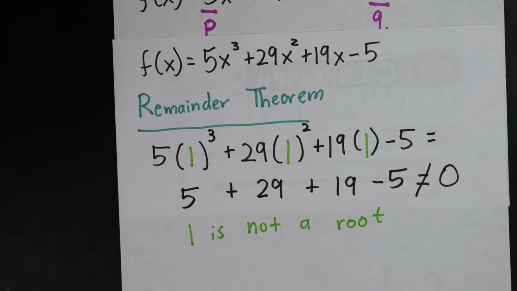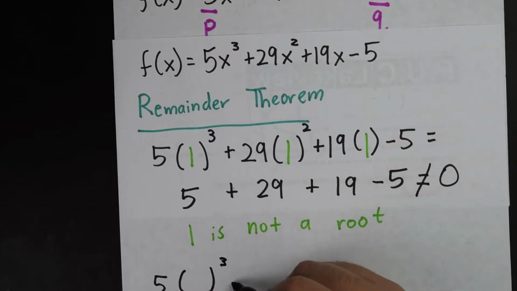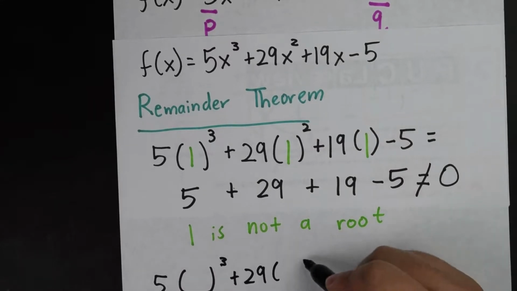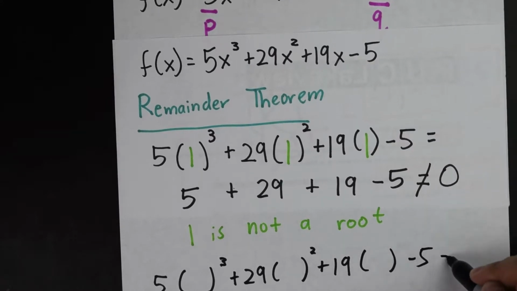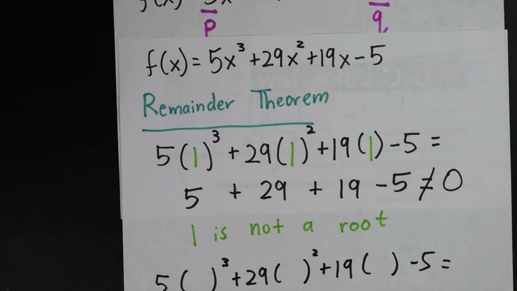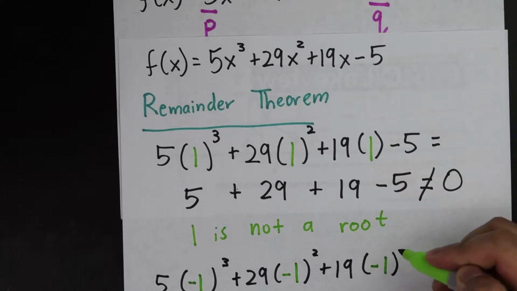This time I'm going to plug negative 1 into the equation to see if it's going to work. So 5, and I'm going to write the shells out for real quick. 29 plus 19 minus 5, and I'm going to this time plug in negative 1. And so I'm going to go ahead and do so. So this is going to be negative 1 this time. Negative 1, and see what happens.